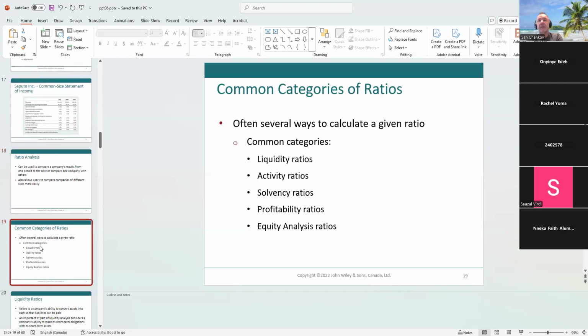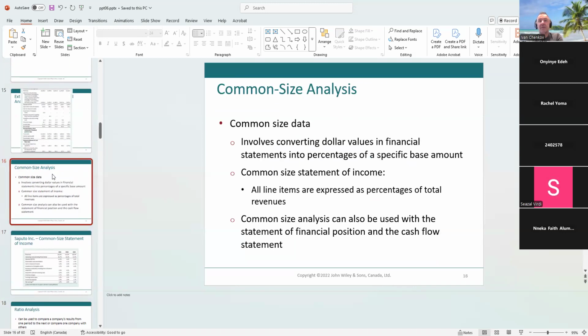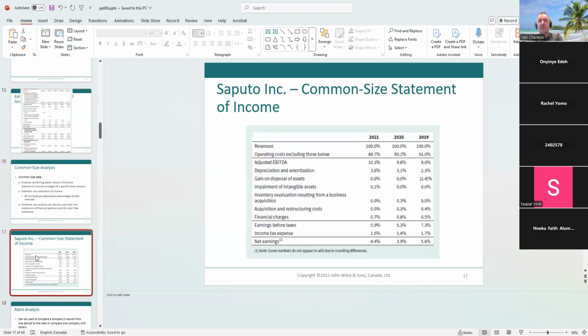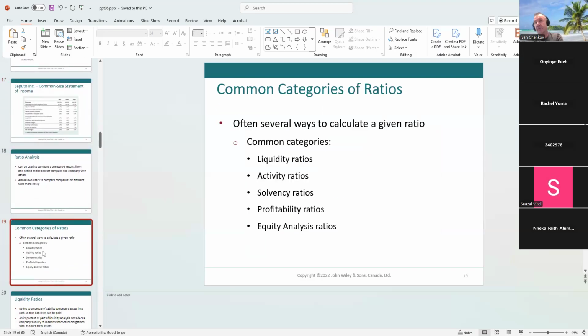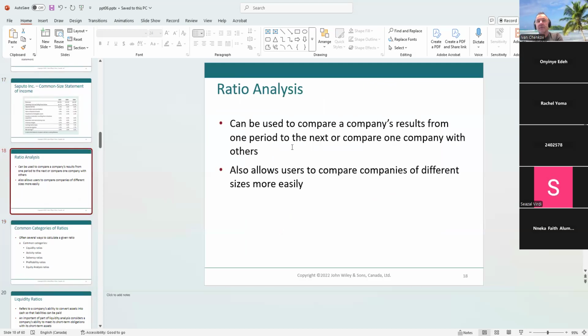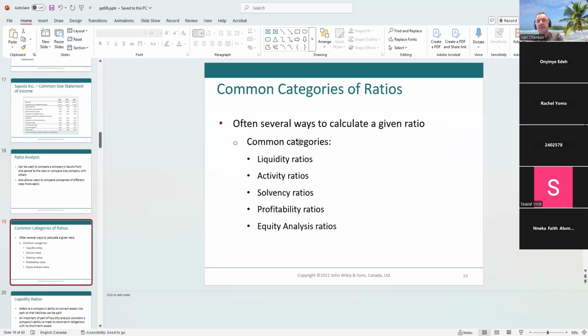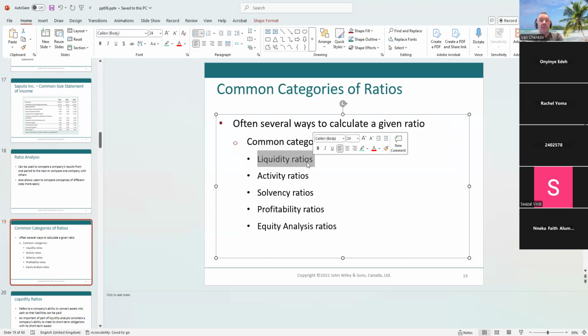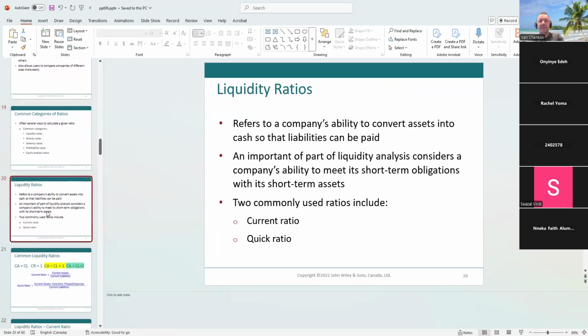And once we do that, in order, that's for the common size analysis, where you're using the company data to compare the company with itself. If you want to compare the company with another company, then you're going to come to the ratio analysis with the common ratios, which are set up in different categories. First, you're going to look at the liquidity ratios and compare company with company, activity ratio, solvency ratio, profitability ratio, and equity analysis ratio.